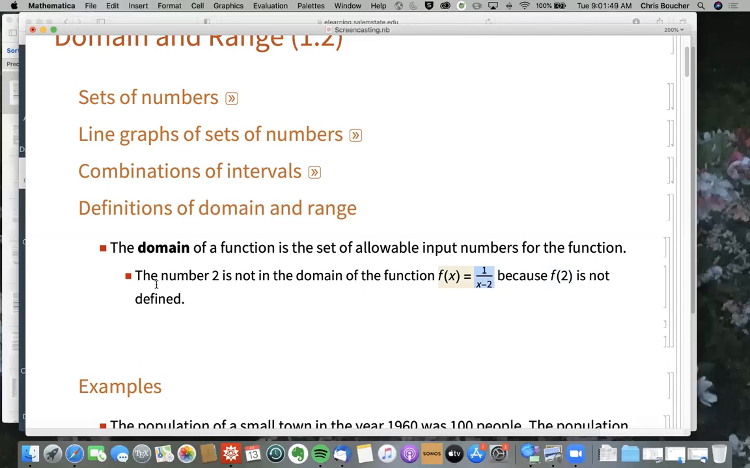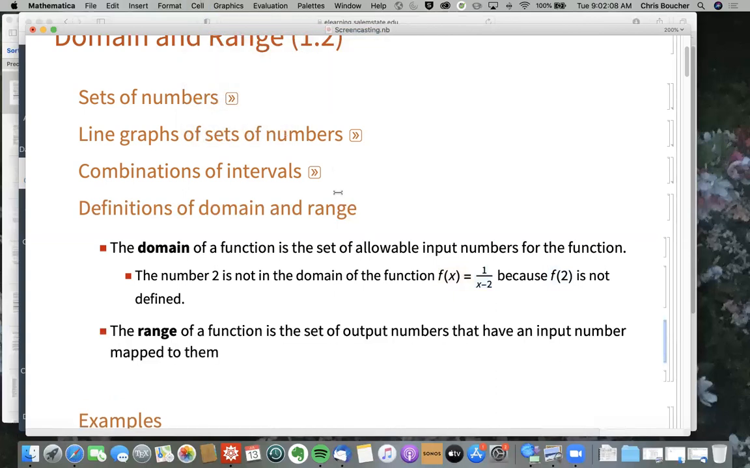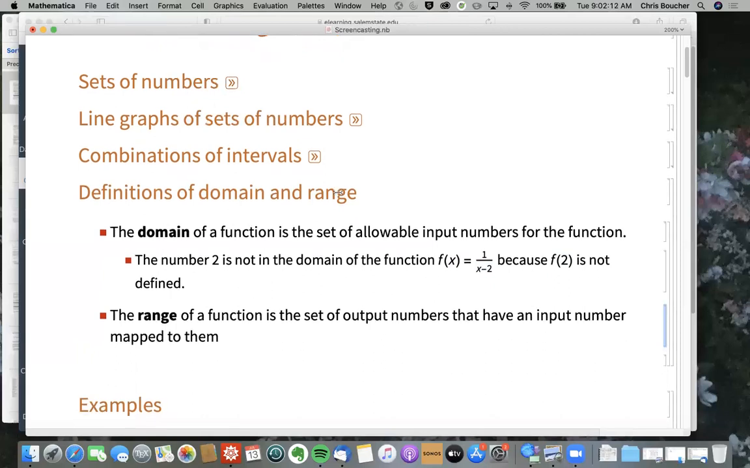So the point of this is just to illustrate that this isn't a trivial notion. There are some functions where there are some numbers that aren't allowable as inputs. And again, we'll go into a little more detail soon. So the domain is a set of inputs, the allowable set of inputs. The range is a set of outputs. It's the set of outputs that the function is capable of producing, the set of output numbers that have an input number mapped to them.